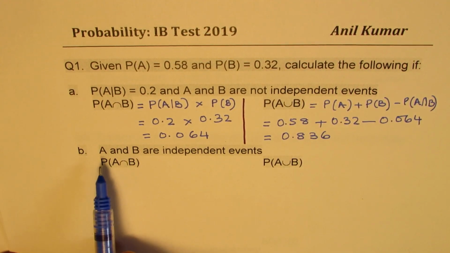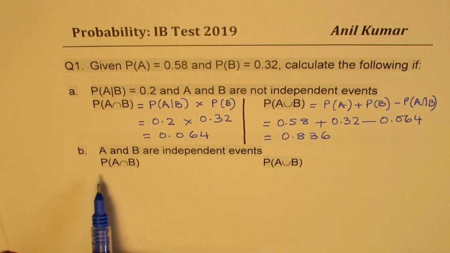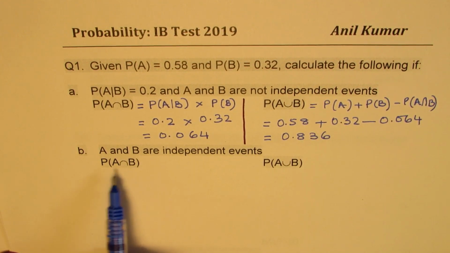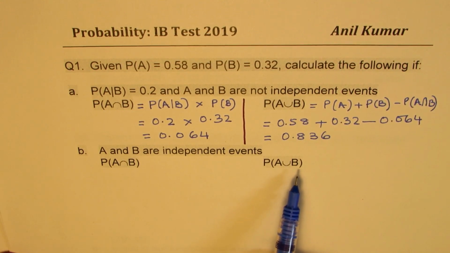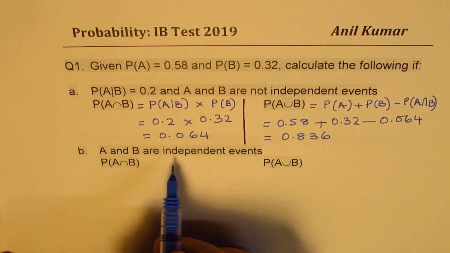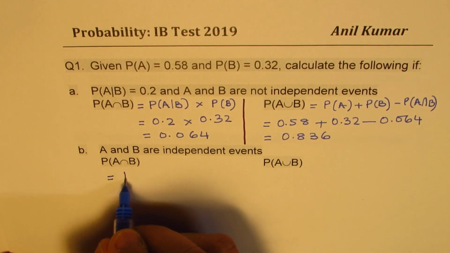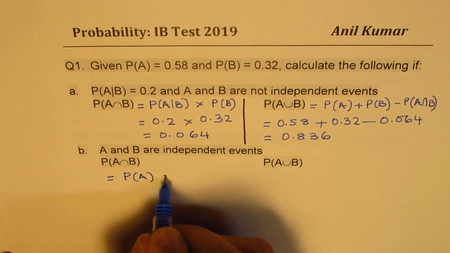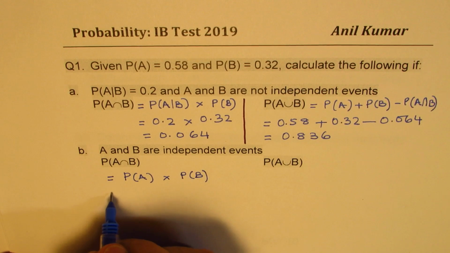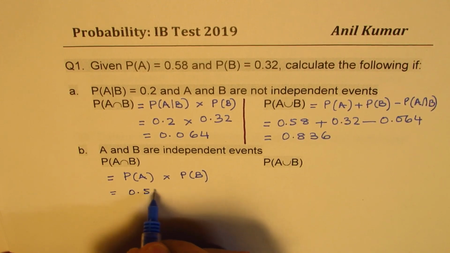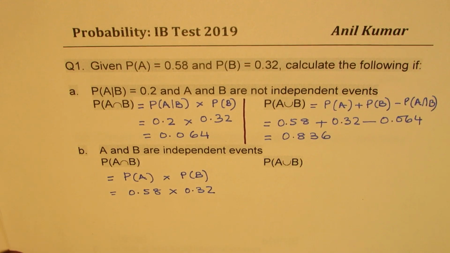Part B. A and B are independent events. In that case, we need to find A intersection B probability and probability of A or B. Now in this particular case, when they are independent events, then this probability is equal to probability of A times probability of B. Probability of A is 0.58, multiply by 0.32 to get your answer.